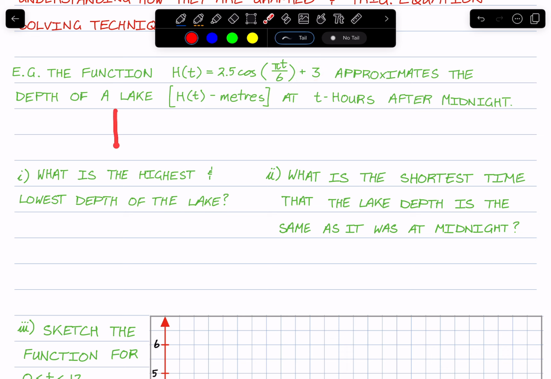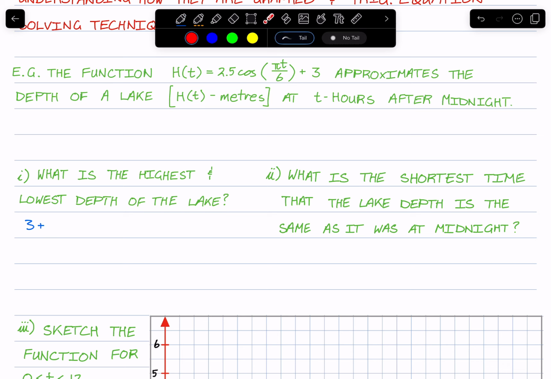Now recall that the original function of cosine starts at 1, goes to 0, goes to -1, then back up to 1. Because we have been transformed vertically with that 3 and 2.5, I hope you can see that the middle of this function is going to be at 3.